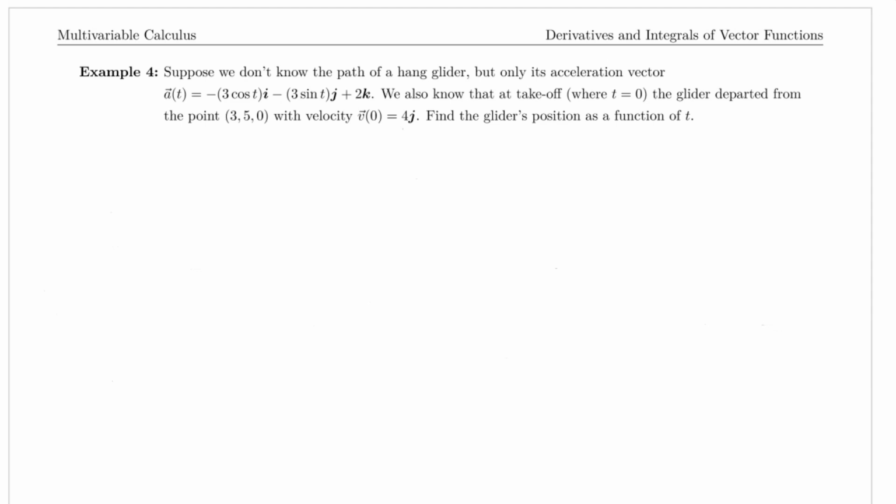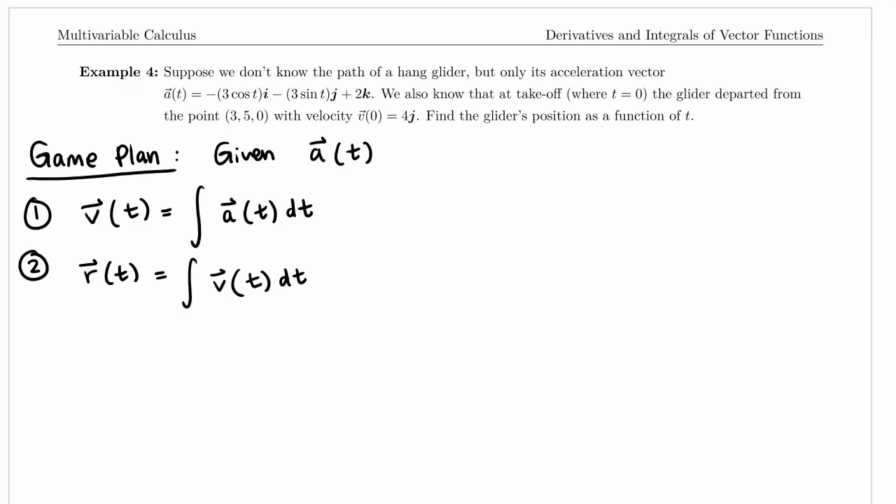Example 4 says, suppose we don't know the path of a hang glider, but only its acceleration vector, a of t. We also know that at takeoff, where t equals 0, the glider departed from the point 3, 5, 0, with velocity v of 0 equals 4j. Find the glider's position as a function of t.